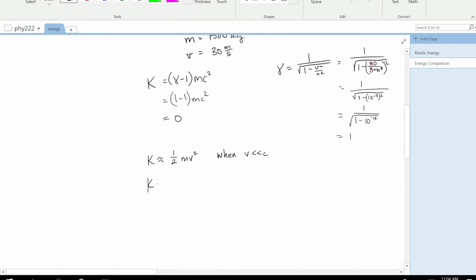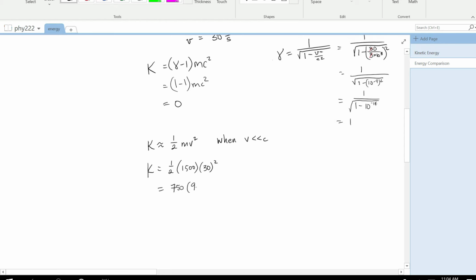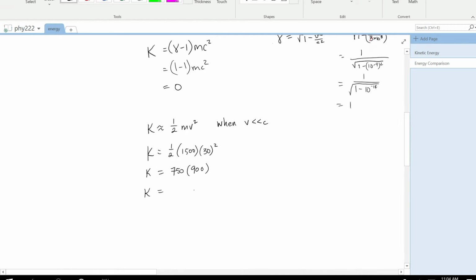And so then the kinetic energy will look like 1/2 times 1500 times 30 squared. That's 750 times 900. And if I multiply those together, I'll get approximately 6 times 10 to the 5th joules.